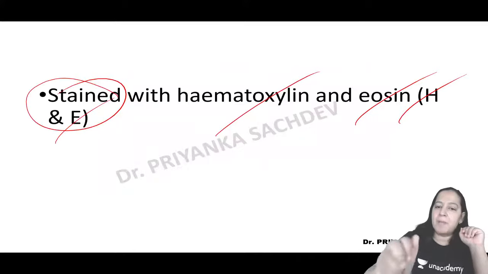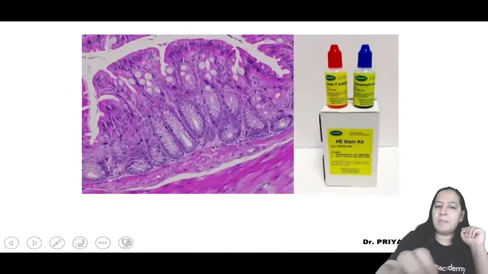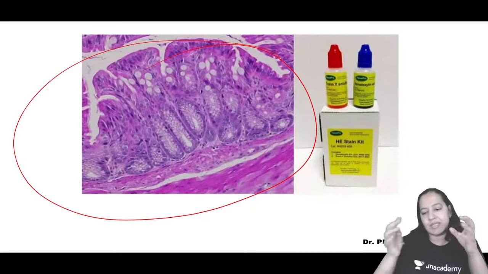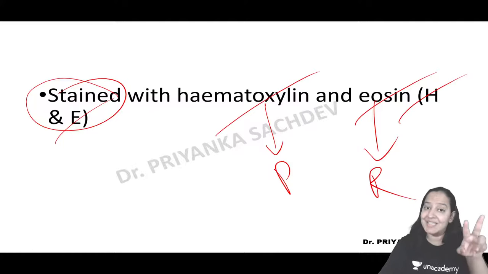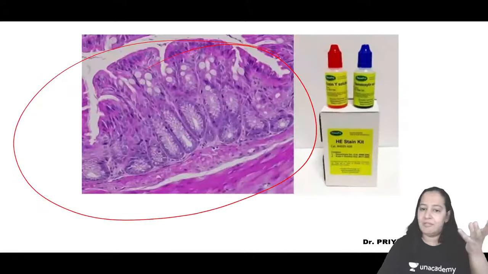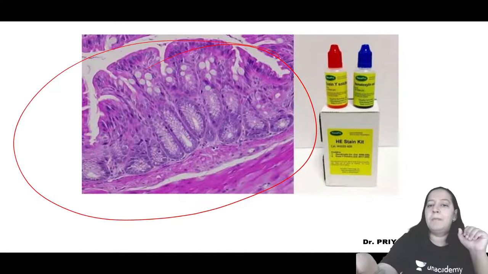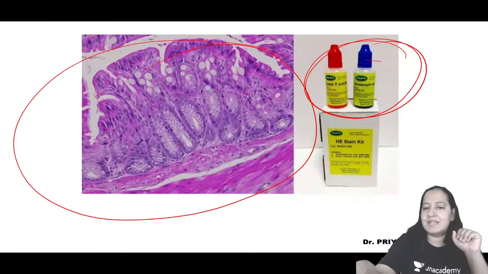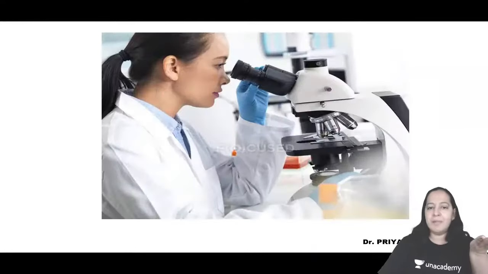In H&E, H is purple or blue in color and E is red in color. So you will see a purple and red color contrast. Some will stain the nucleus, some will stain the cytoplasm, based on the acidic and basic composition of the cell. The nucleus is acidic, cytoplasm is basic. Based on that, these stains are picked up by the nucleus and cytoplasm of various cells and a contrast is obtained. Eosin is always red.